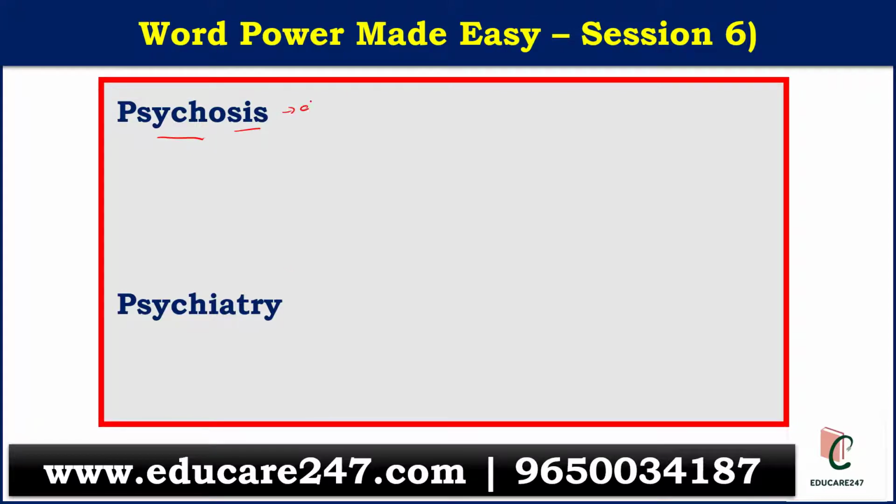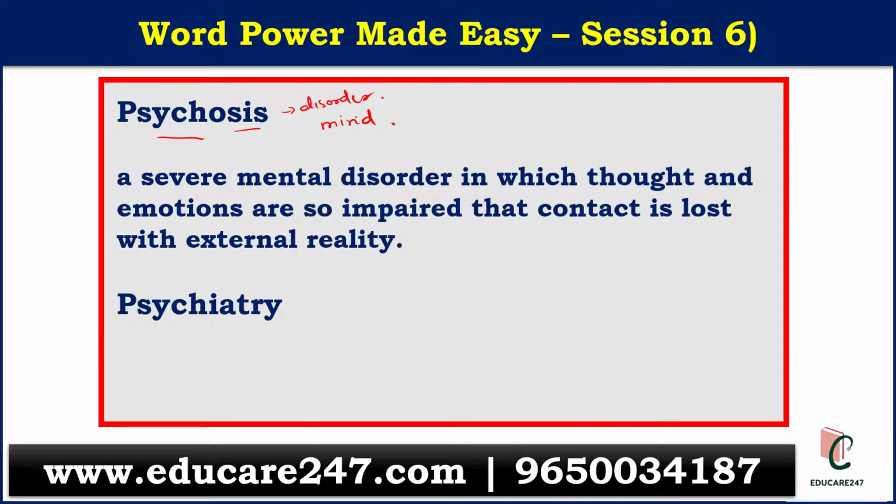Psychosis is again relating to disorder or illness, and psychic relating to mind. So it's a severe mental disorder in which thought and emotions are impaired, and contact is lost with external reality. So basically a person having psychosis would be in his own world. He would have no contact with what is occurring in his surroundings, and he will be in his own universe. Next we have psychiatry.